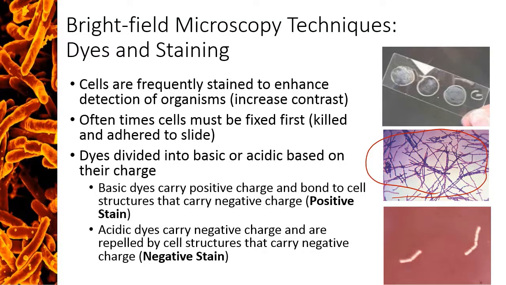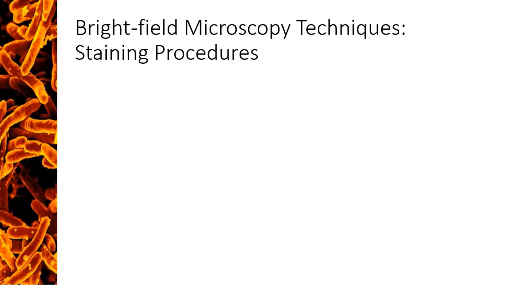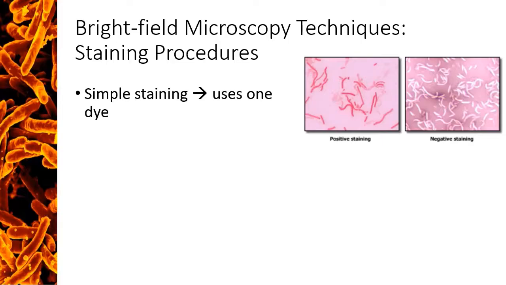Negative staining uses acidic dyes which have a negative charge. These dyes are repelled from the negative cells, resulting in a stained background and clear unstained cells like seen here. When doing staining procedures, some protocols require the use of only one stain, while others require multiple different stains. If one stain is used, that is called simple staining and can be done with either a basic or acidic dye for positive or negative staining.